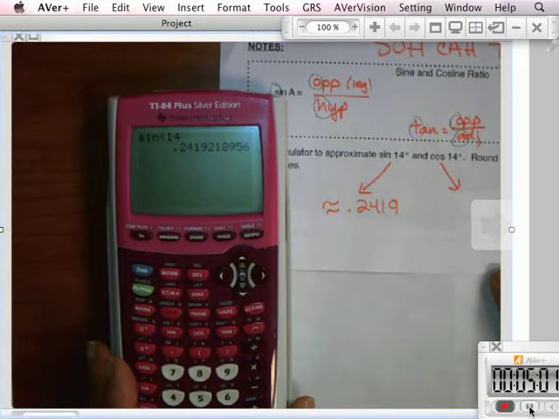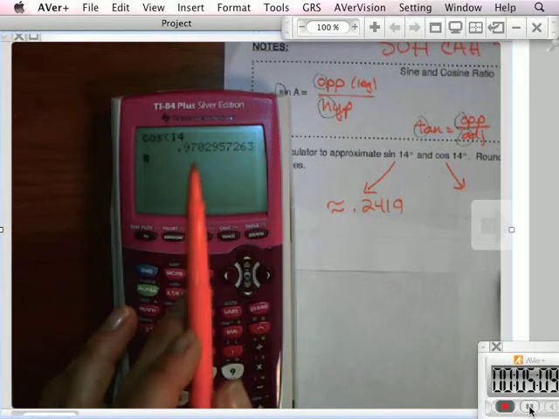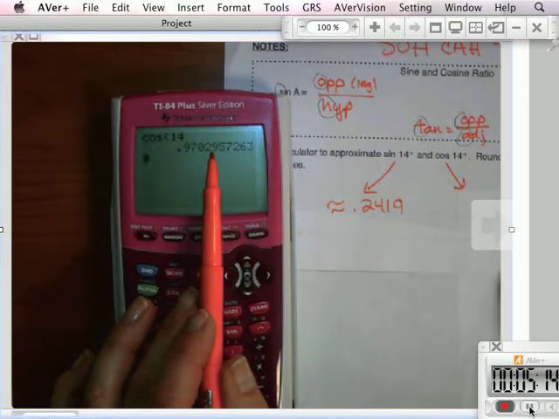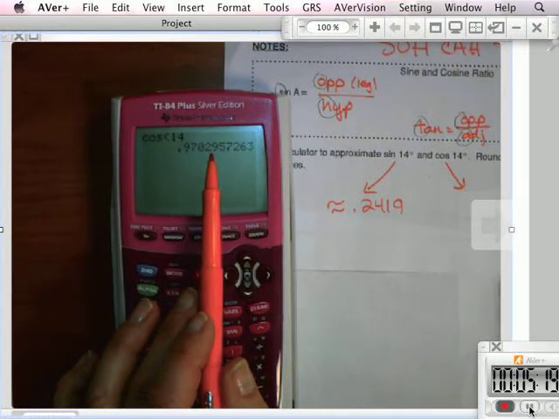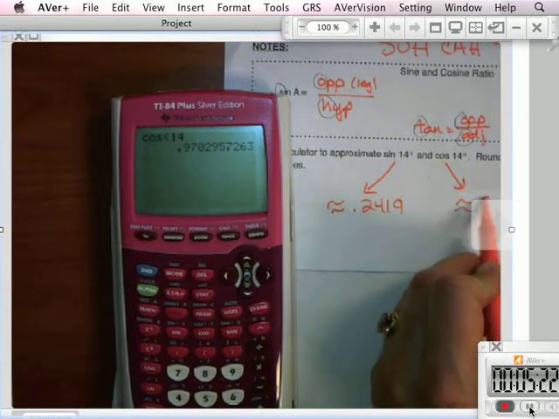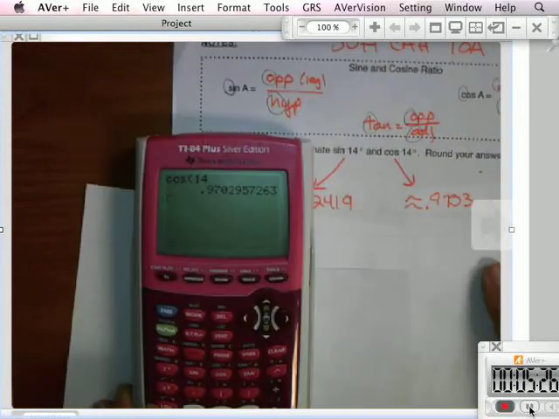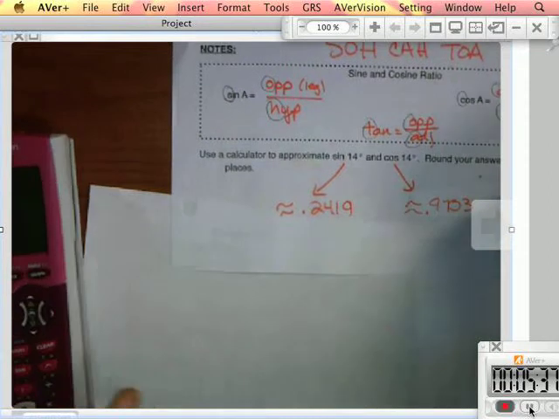And then I'm going to do cosine of 14, and I need to go to 4 decimal places. So there's the 4th decimal place. What's the number after it? A 9, so what do I got to do? I got to round up, correct? So it's going to be approximately 0.9703. That's how I would write my answer. Okay? That's easy enough.